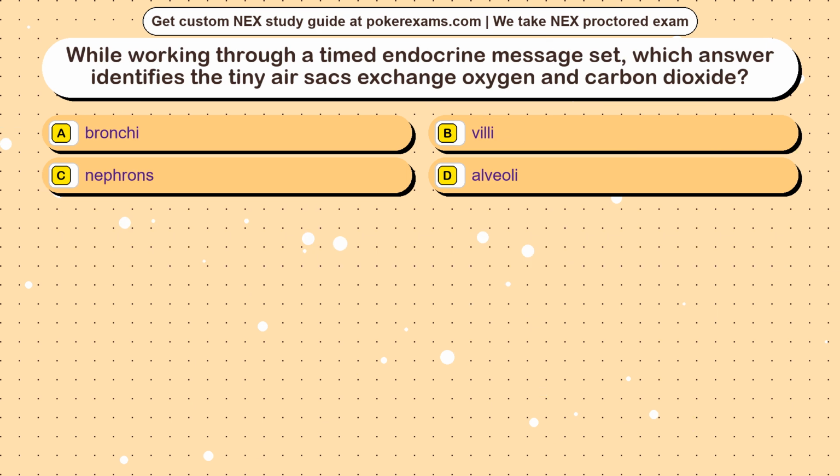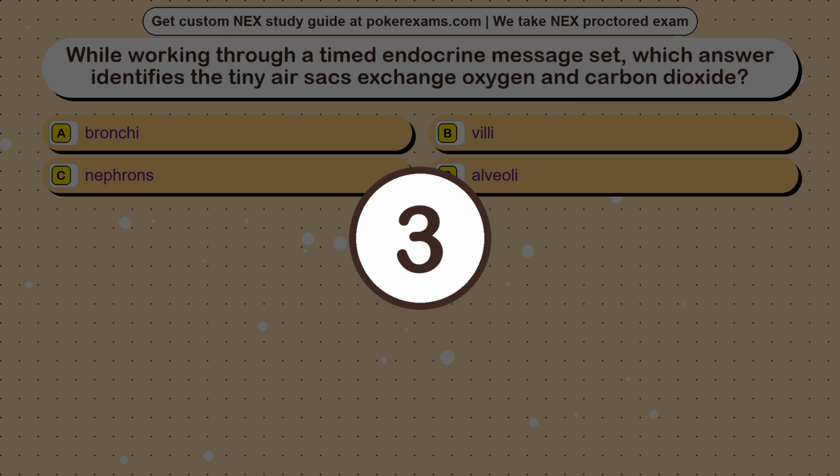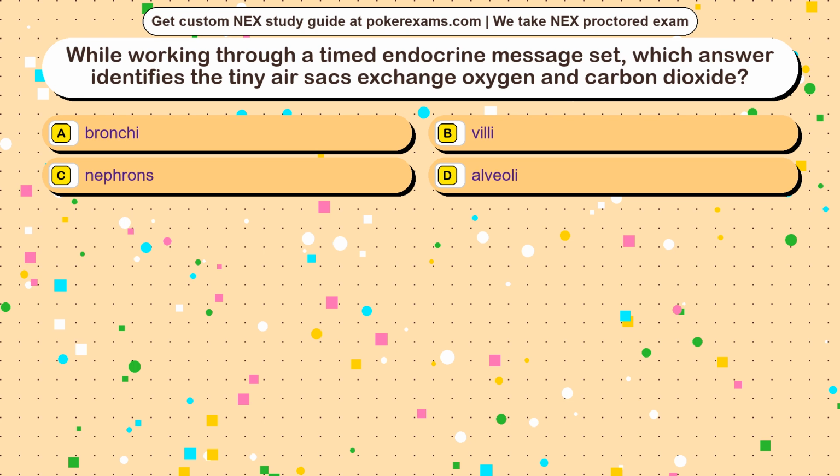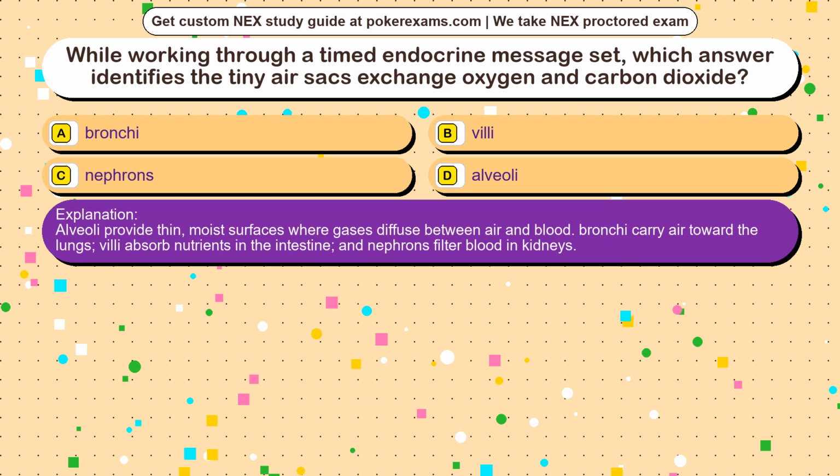Question 8. While working through a timed endocrine message set, which answer identifies the tiny air sacs that exchange oxygen and carbon dioxide? Option A, bronchi. Option B, villi. Option C, nephrons. Option D, alveoli. The correct answer is option D. Alveoli provide thin, moist surfaces where gases diffuse between air and blood. Bronchi carry air toward the lungs, villi absorb nutrients in the intestine, and nephrons filter blood in kidneys.